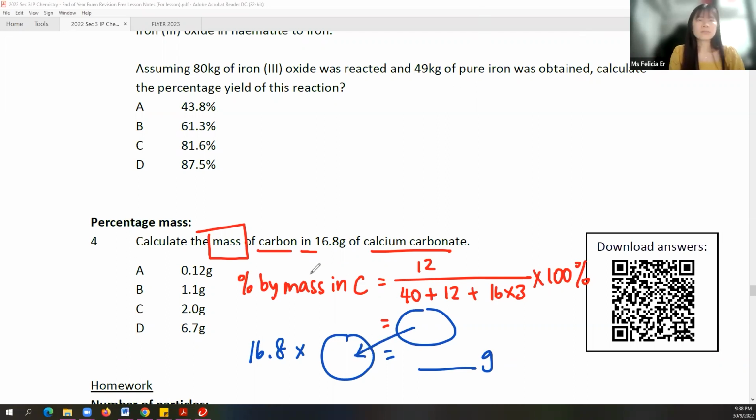Because first you go and find, based on the question, how much carbon is there in calcium carbonate? So I go and calculate carbon in calcium carbonate. Then now they want it in terms of 16.8 gram. So out of the 16.8 gram, how many percent is carbon? I go and multiply, that will be the gram.